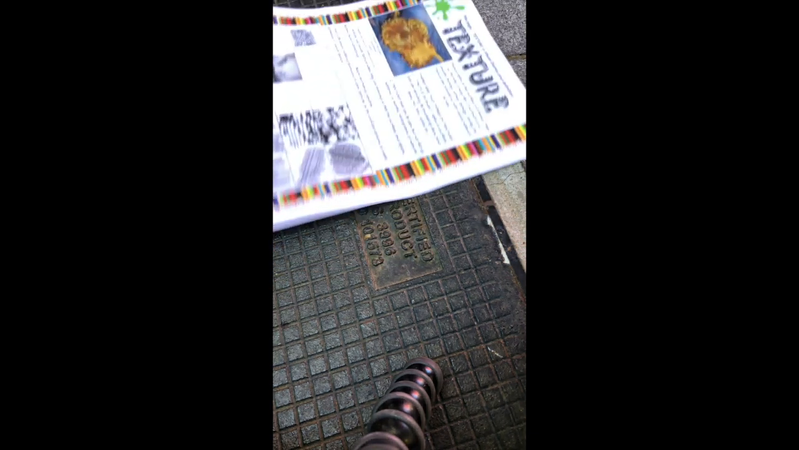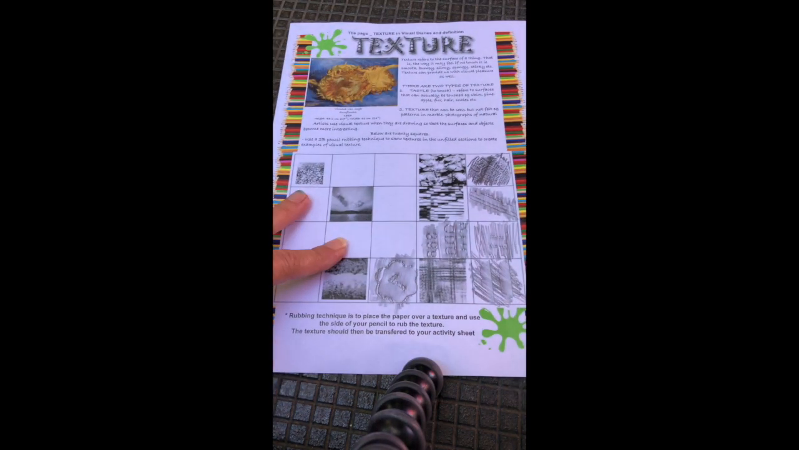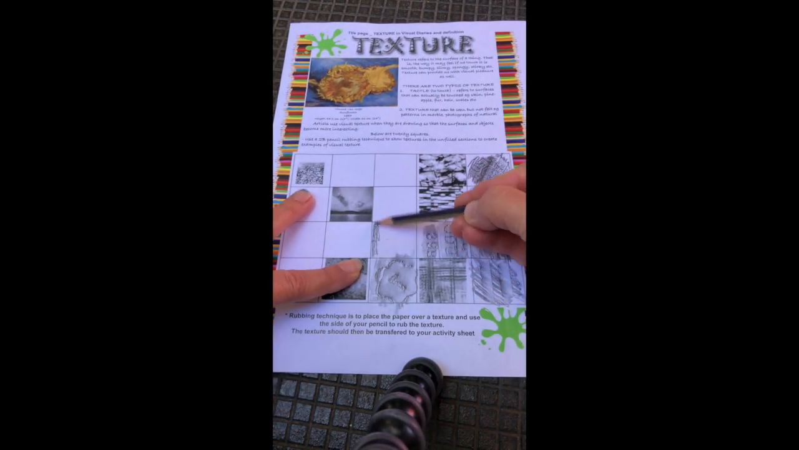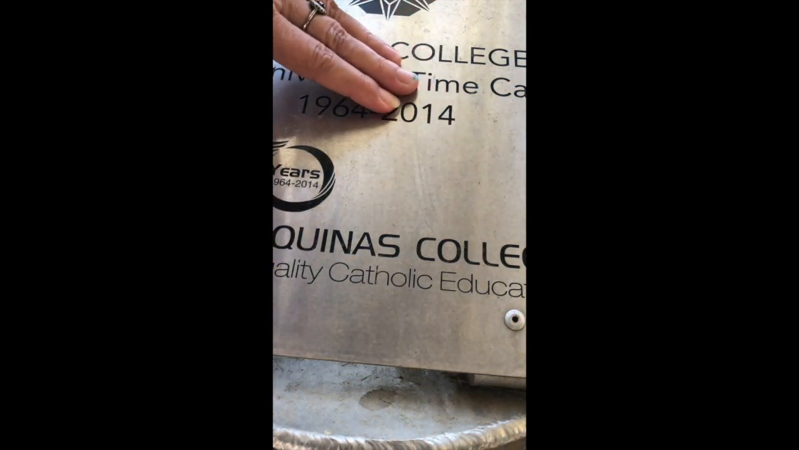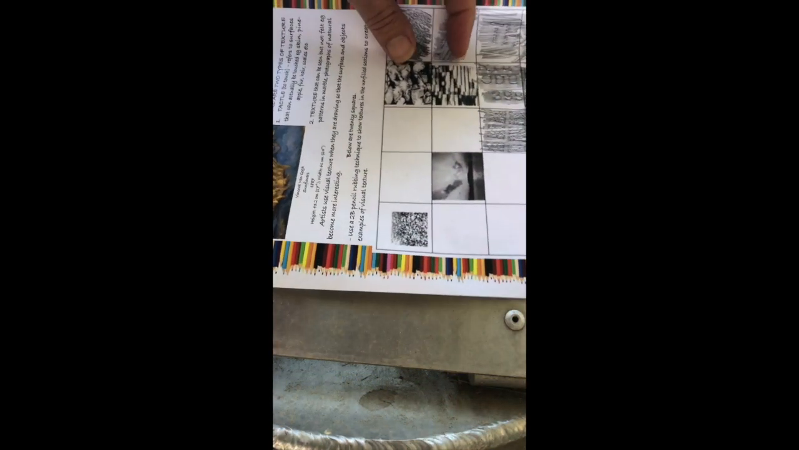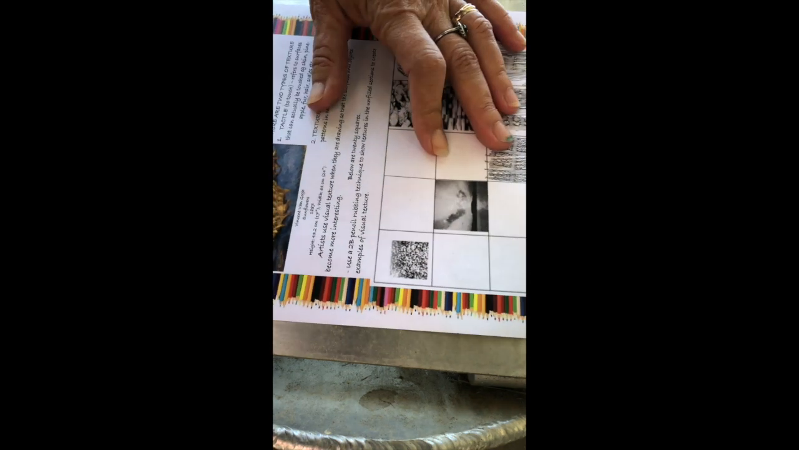Some of them work better than others. Like, look at that one. That one looked really good. And that's off the sewage drain. And now I'm going to use the squares. So sometimes you may find more than just one texture in the one place.